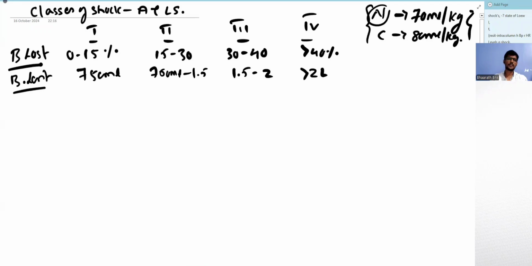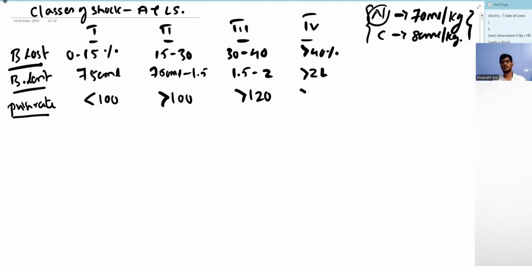So when the blood is lost, earlier when BP was not there, people used to rely on pulse rate. So the pulse rate is less than 100 here. It is maintained. Here it becomes more than 100. Here it becomes more than 120. And here it becomes more than 140.